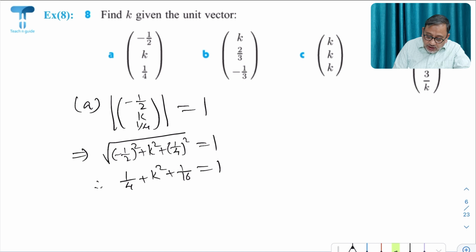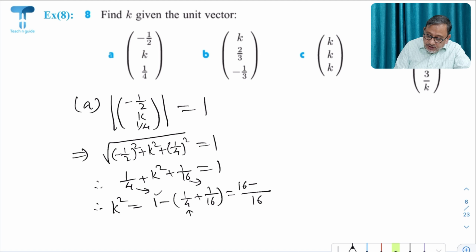Okay. So I will take the other two on the right hand side. Therefore k square is equal to 1 minus 1 by 4 minus 1 by 16. So 16 can be the LCM for all of them. The first term 1 will be multiplied by 16, the second term will be multiplied by 4, and the third term needs no multiplication, but because we are moving it with minus signs I will write minus with them. So 16 minus 4 is 12, 12 minus 1 is 11 by 16.